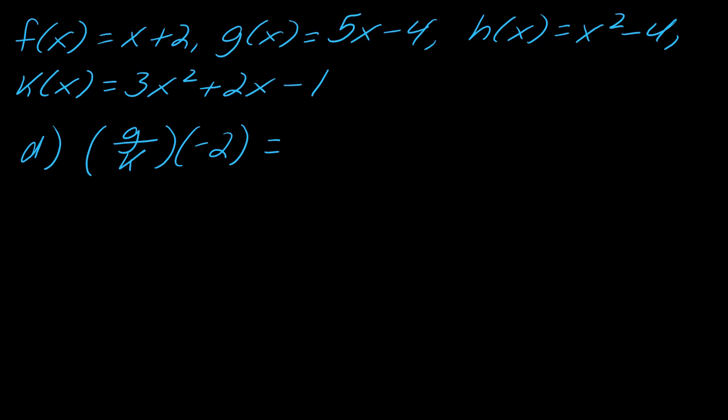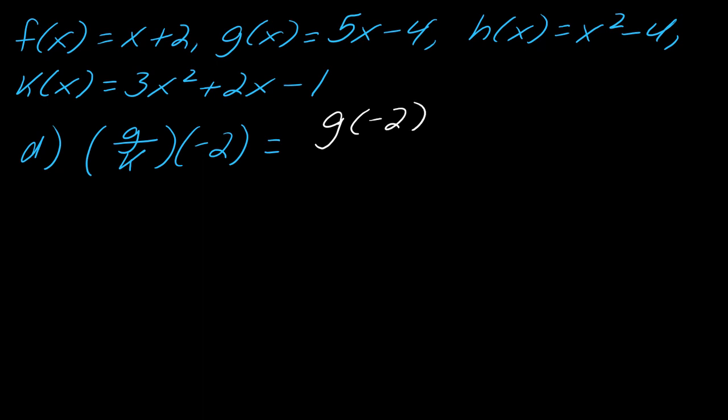Okay, so now I've got one more of these for you, and it's kind of the same idea. So I have g over k of -2. What I want you to do is just determine what you think the best approach is. Take your time with it, and then when you're ready, hit play to see the solution.